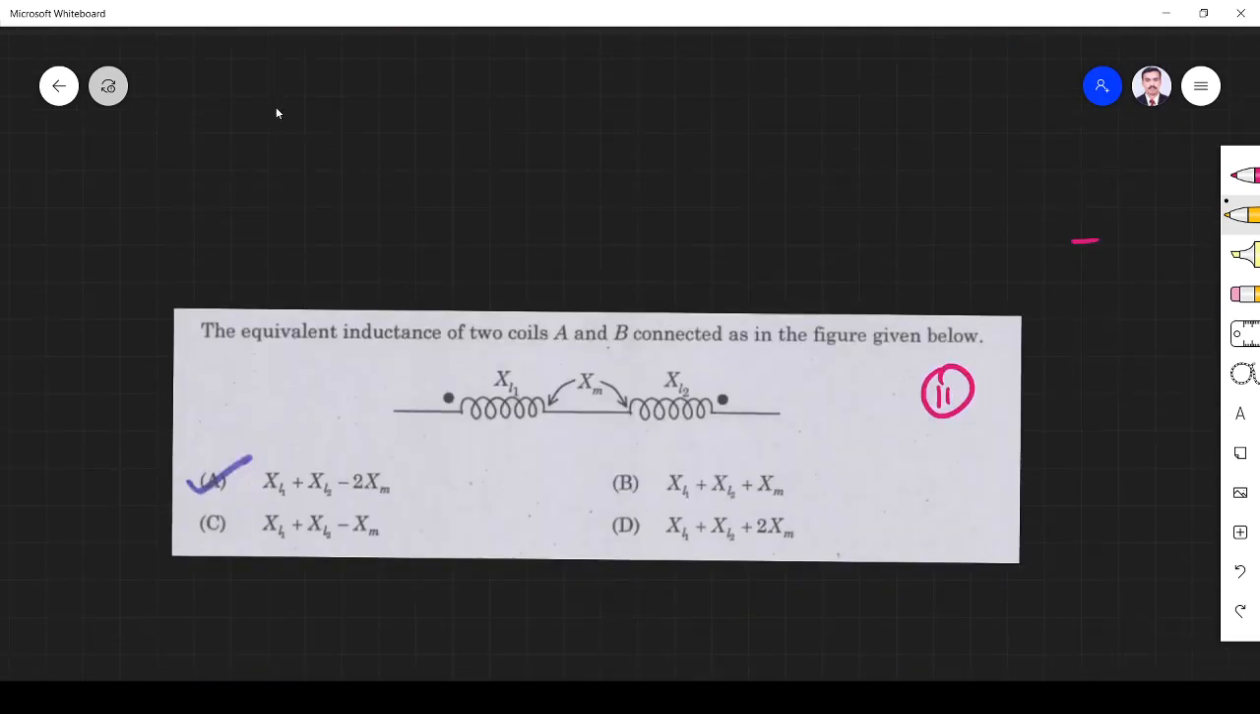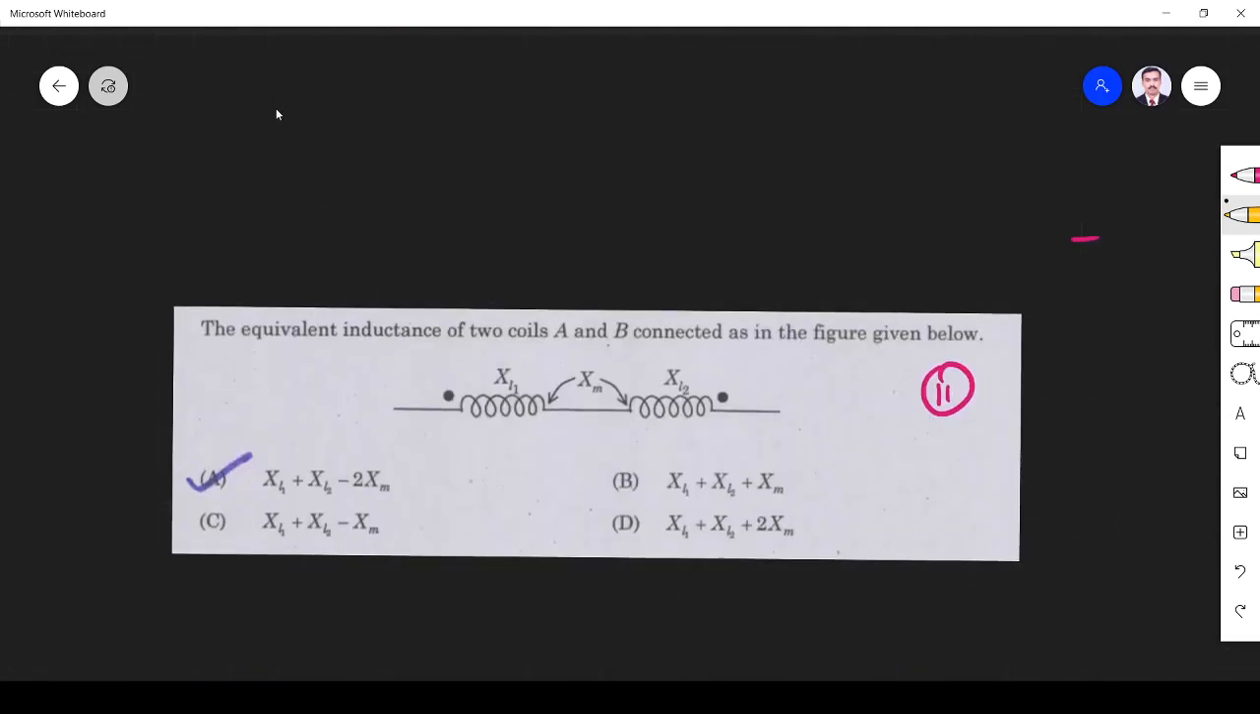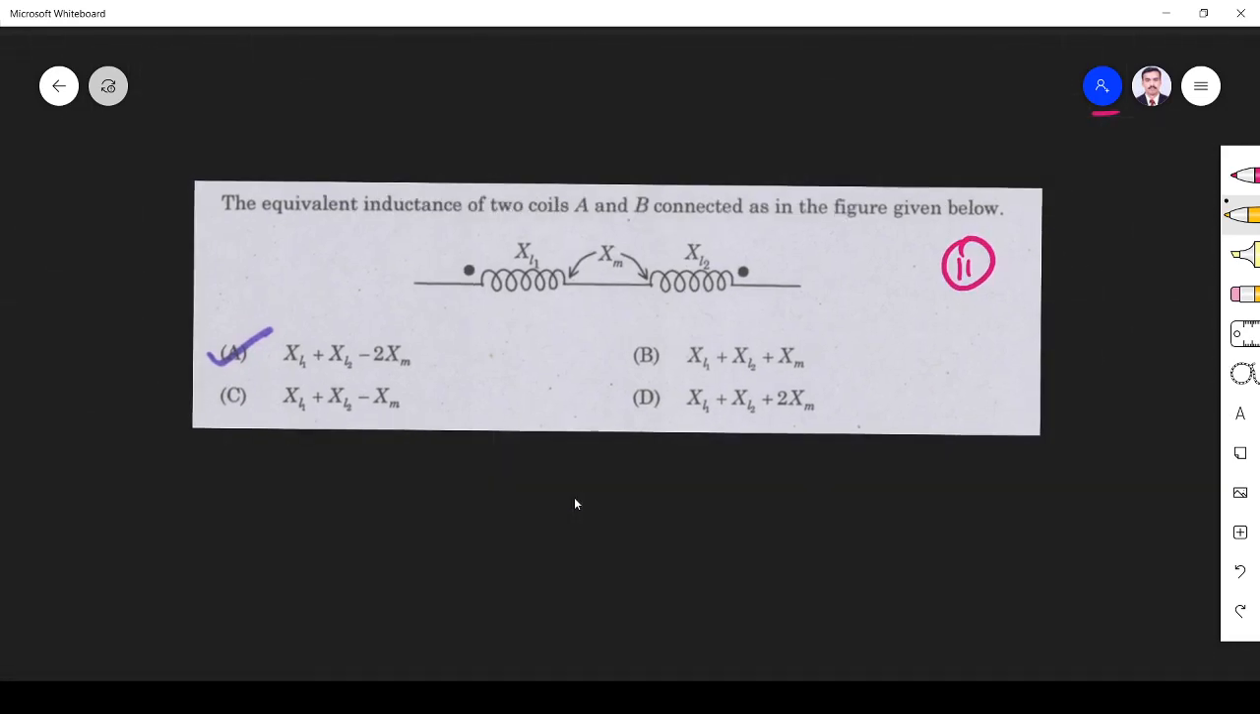Next. Sorry. The equivalent inductance of coils, two coils A and B connected as shown in the figure. Here you see current enters at this point and leaves at another point. So another node. So total inductance is given by this inductance L1, this inductance L2 minus 2 mutual inductance. Right. So in the option, instead of L they have put XL1.